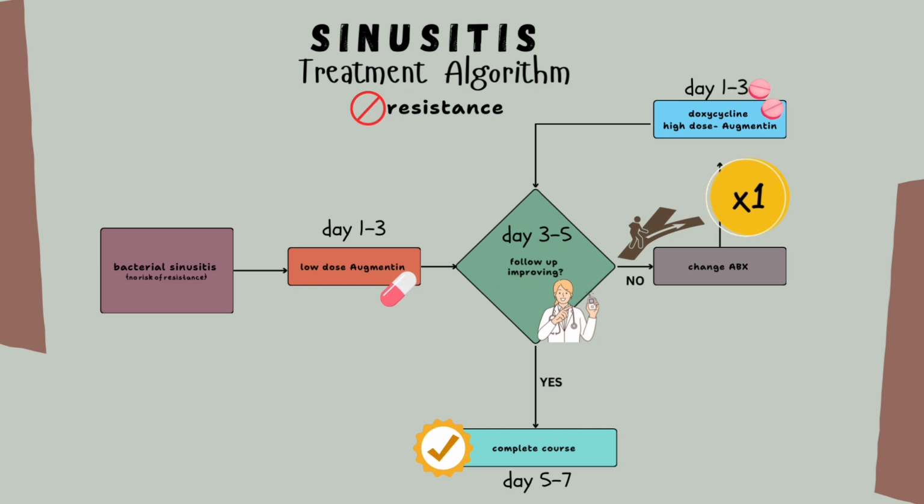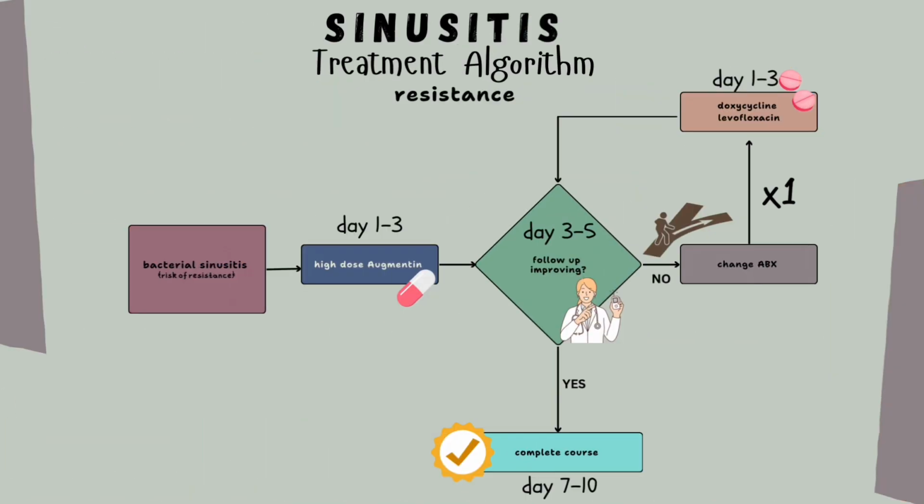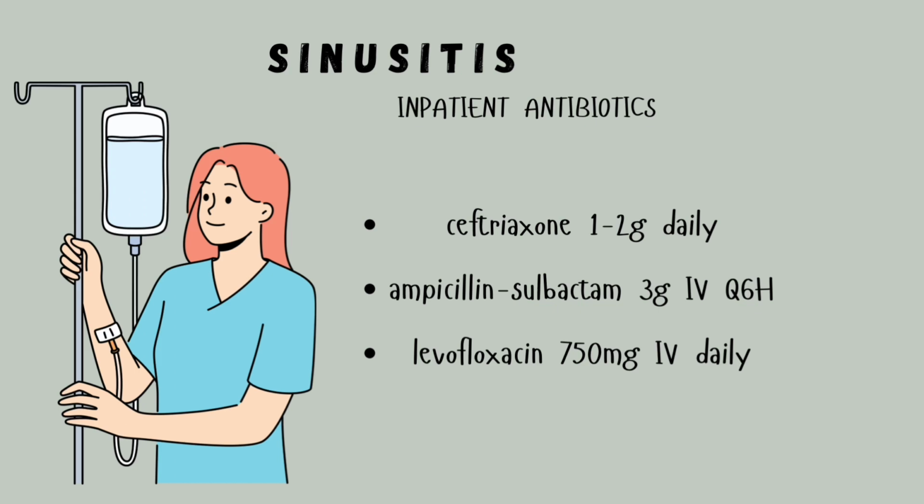The guidelines recommend only changing antibiotics once. After that, we really need to look more deeply with cultures and imaging if the patient does not improve after 2 rounds of therapy. When we change antibiotics, this restarts the clock to day 1 of therapy and we will reassess again in 3 to 5 days. The algorithm for patients on high-dose Augmentin looks the same. We reassess in 3 to 5 days and change antibiotics if needed. If a patient is sick enough that they require hospitalization, ceftriaxone, Unasyn, and Levaquin are options for intravenous use.